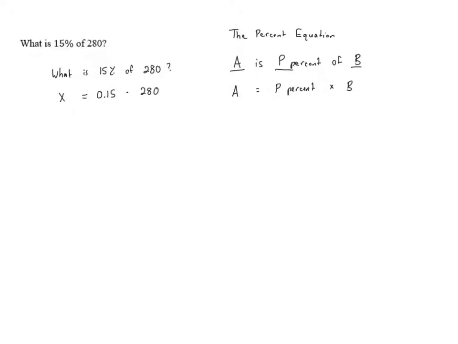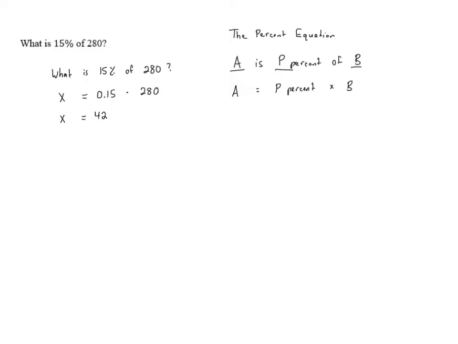So if we can write the problem as a simple sentence, something is some percent of another number, we can actually convert that into an equation using x to represent the unknown quantity, and from there we can actually solve to find the value of x. In this problem, we're told that x is equal to 0.15 times 280, and if we actually go through and perform the multiplication, 0.15 times 280 is 42. So our answer here is x equals 42.